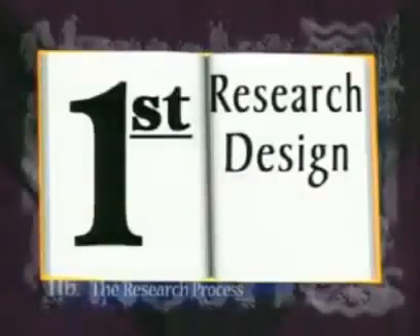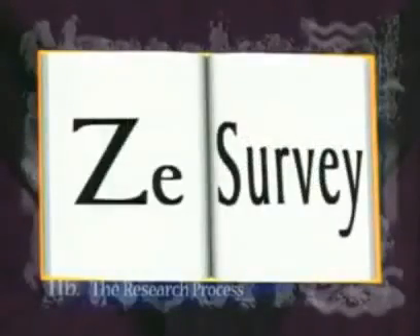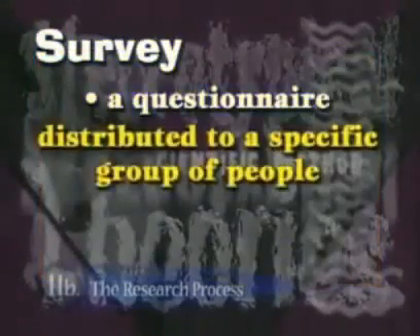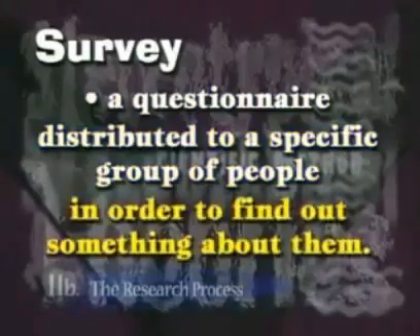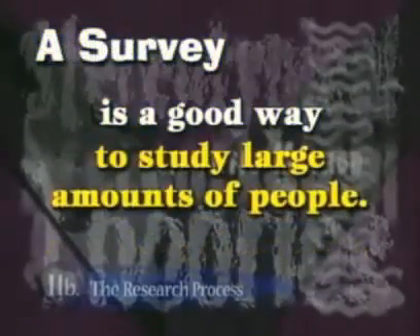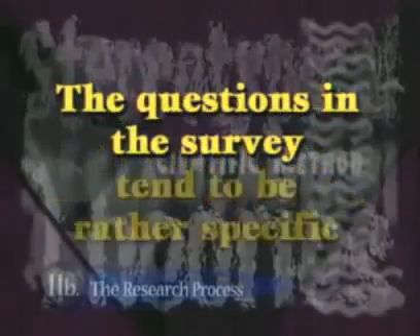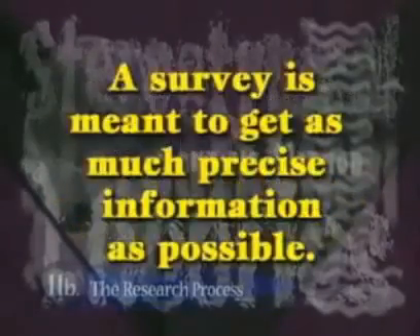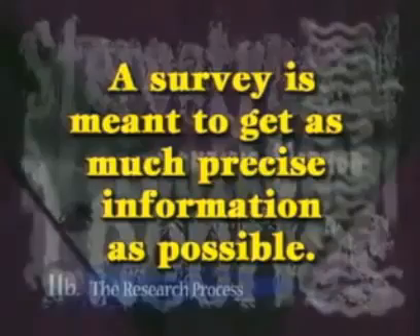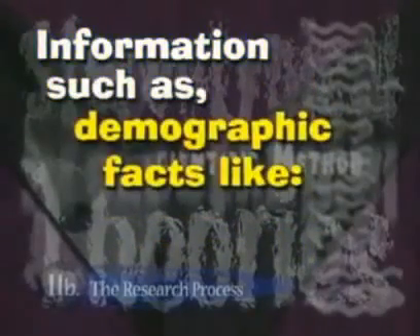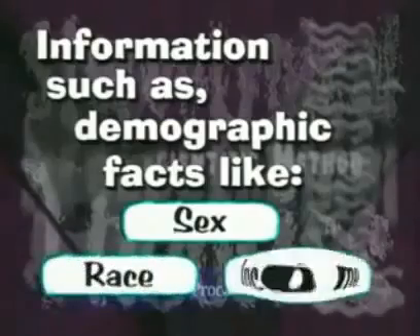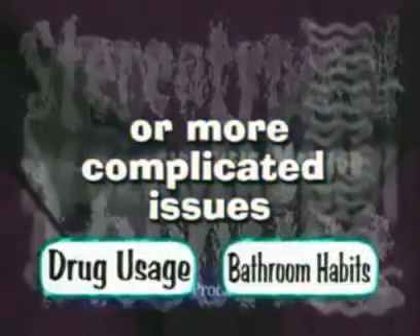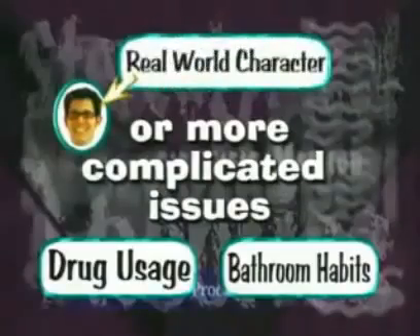The first research method to consider is the survey. A survey is a questionnaire distributed to a specific group of people in order to find out something about them. A survey is a good way to study a large sample of people. The questions in the survey tend to be rather specific because the survey is meant to get as much precise information as possible. Information collected in a survey may include basic demographic facts like sex, race, and income, or more complicated issues like drug use, bathroom habits, or your favorite real-world character.